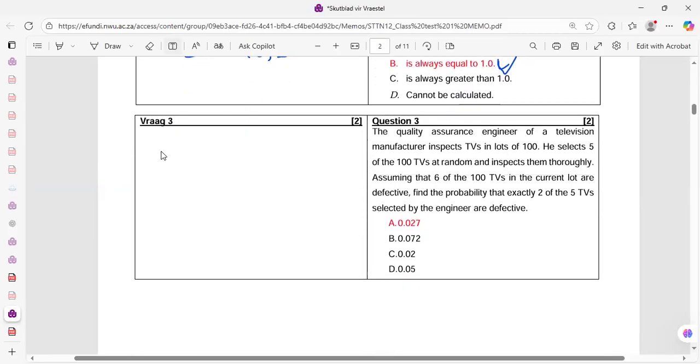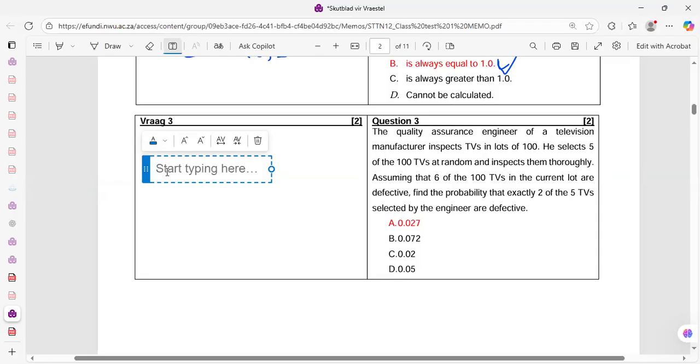So let's check here on this one. They say the quality assurance engineer of a television manufacturer inspects TVs in lots of 100. He selects 5 of the 100 TVs at random and inspects them thoroughly. Assume that 6 of the 100 TVs in the current lot are defective. Find the probability that exactly 2 of the 5 TVs selected by the engineer are defective.